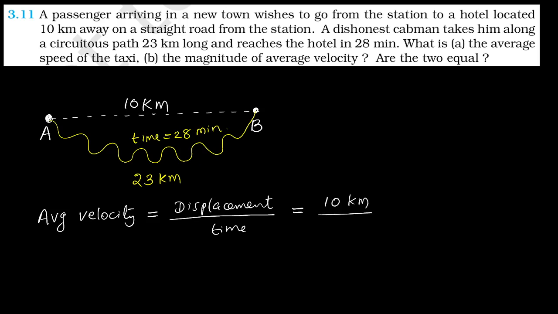Time taken means traveling time. Understood? Time taken will be traveling time, 28 minutes. So 10 by 28. Calculation I will not discuss. You will get 0.3. 0.3 kilometer per minute is the average velocity.